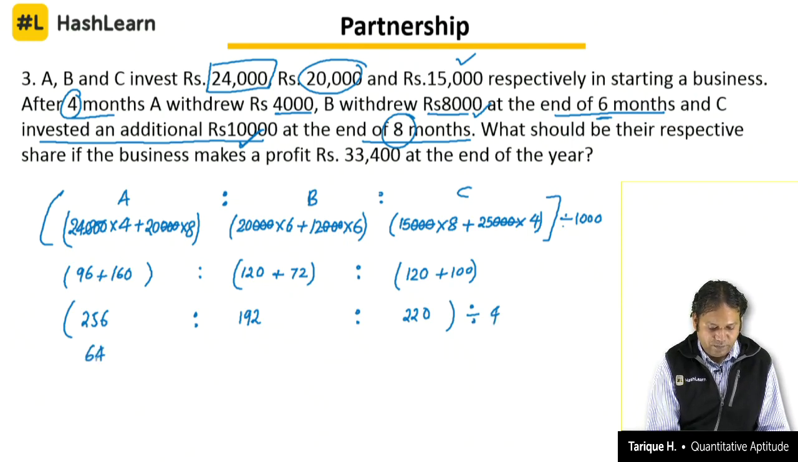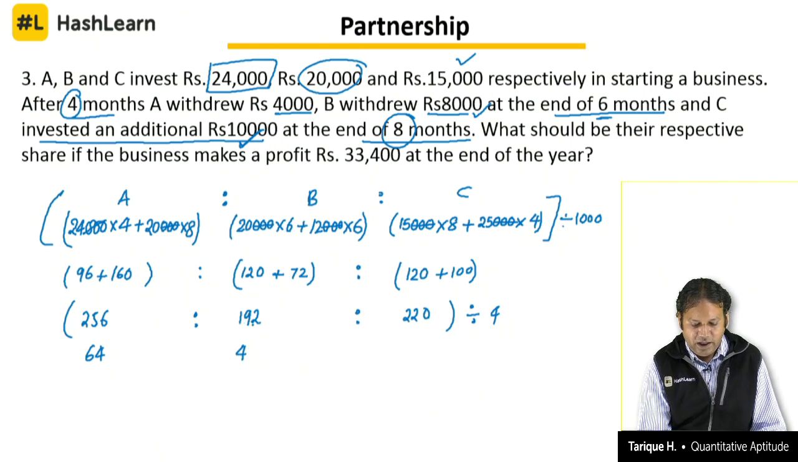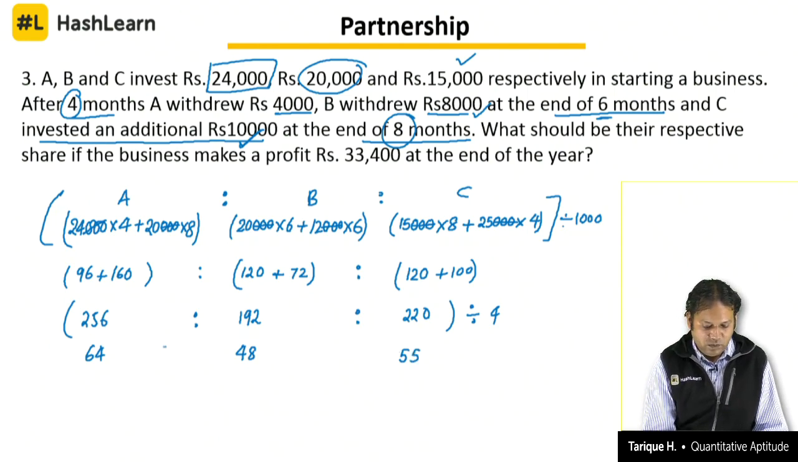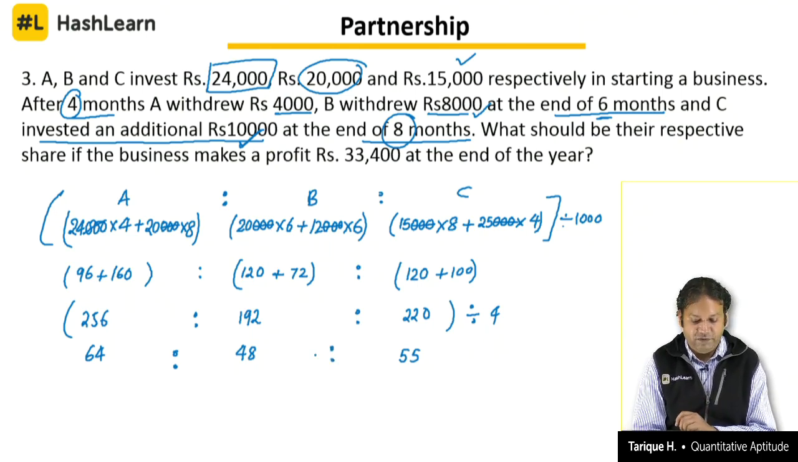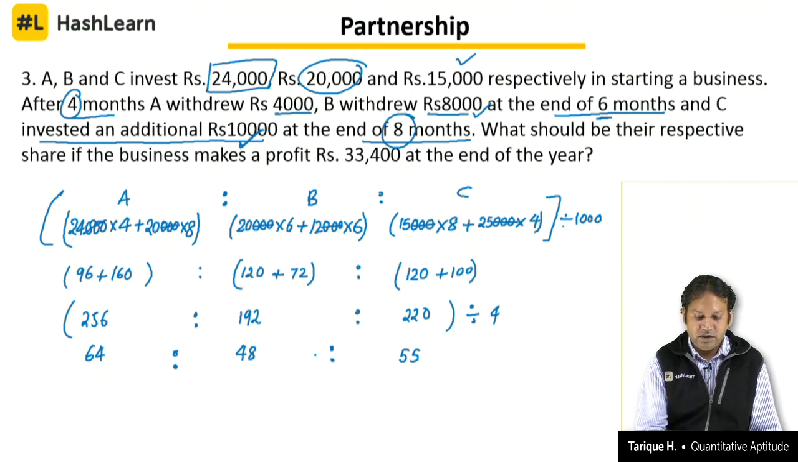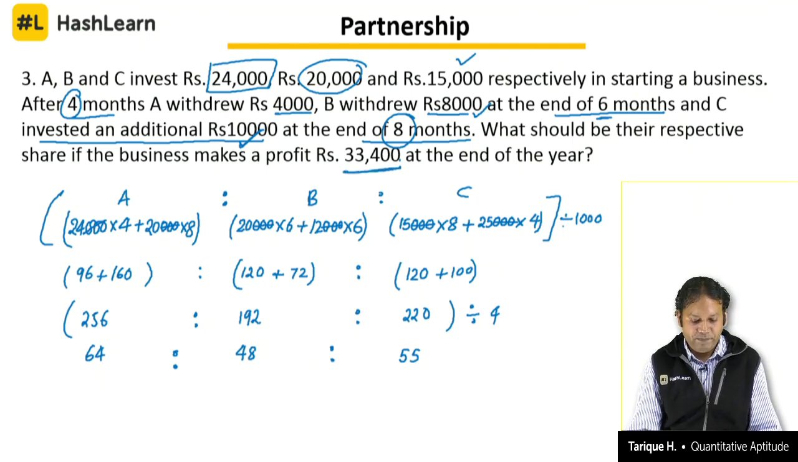4 into 64, 4 into 4 16, and then we get 48, 4 into 5 20, and 4 into 5 20, so 55. So what is the final ratio? 64, 48 and 55. With this ratio 64, 48 and 55 you can solve and get the answer. The total profit is given to you as 33,400. The main question here is to find out the ratio in which the profit should be distributed in such a scenario. So 3 questions we have seen, 1 from simple partnership and 2 from compound partnership. Observe the way we have simplified the ratio and obtained the final ratio in these questions.